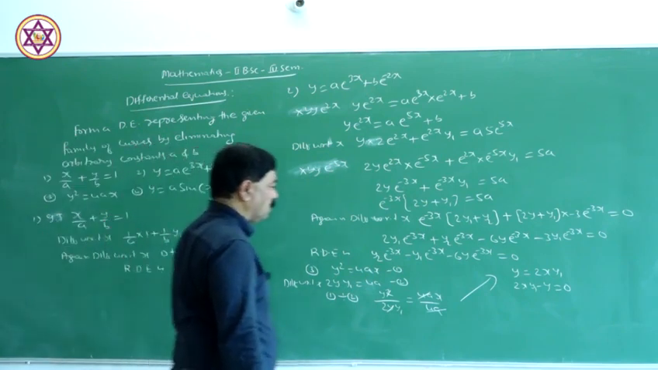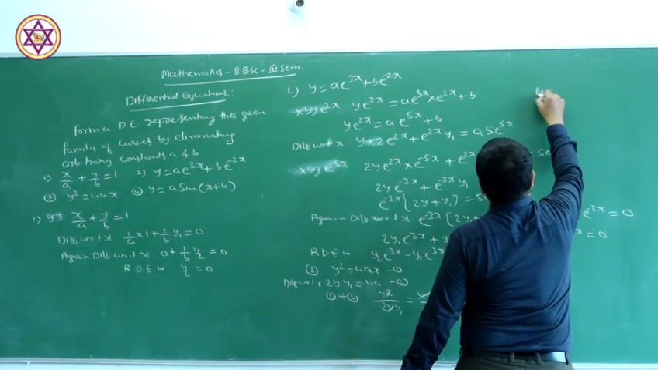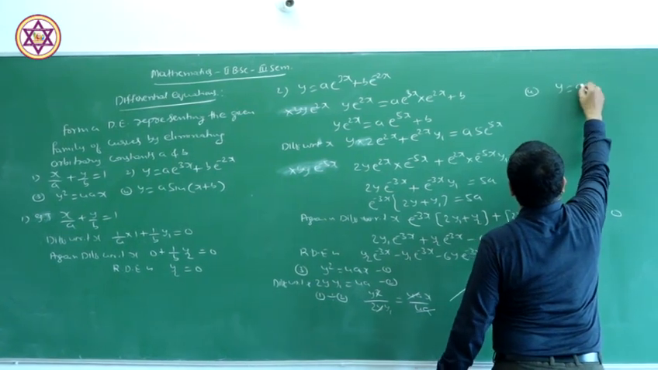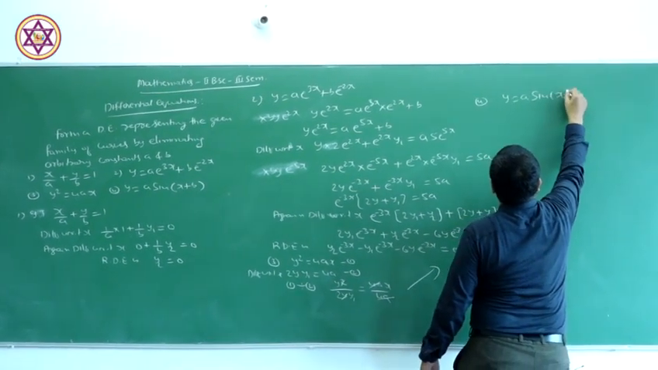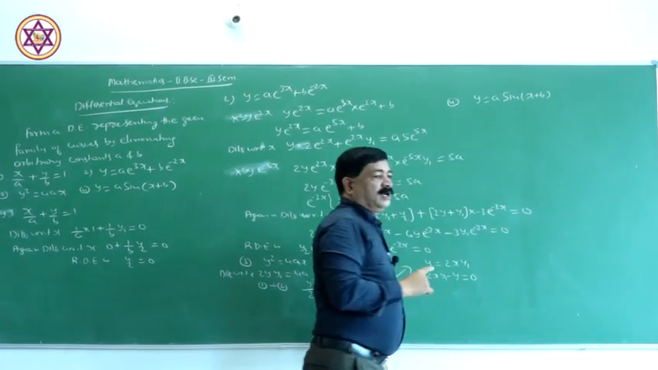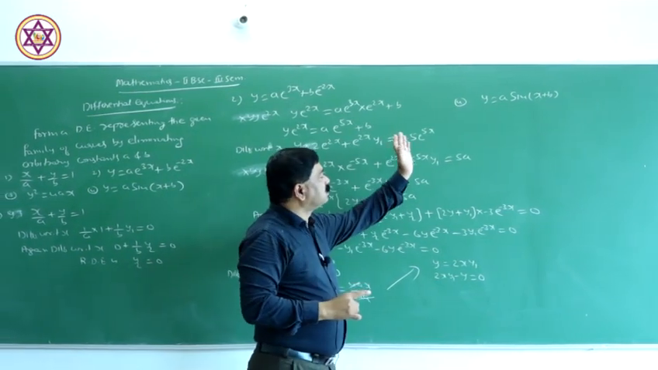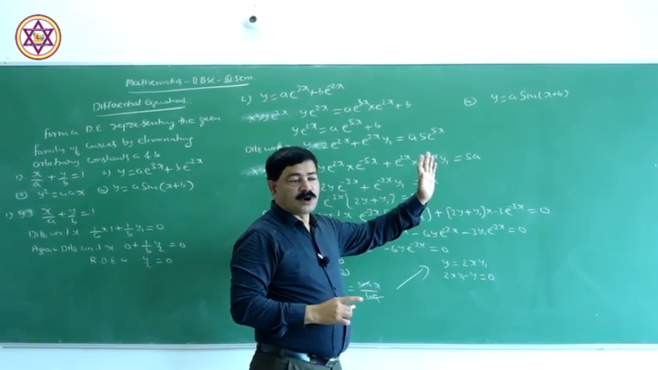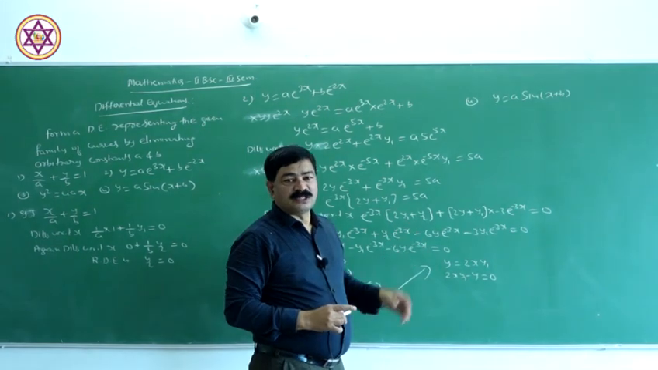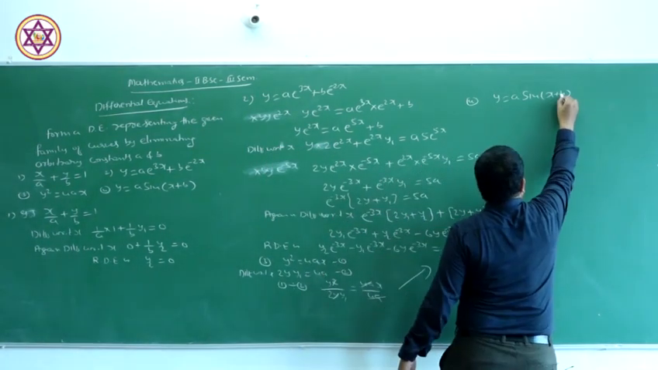Next, the fourth one. y is equal to a sin(x plus b). Here, how many arbitrary constants are there? There are two arbitrary constants, a and b. We have to eliminate a and b.